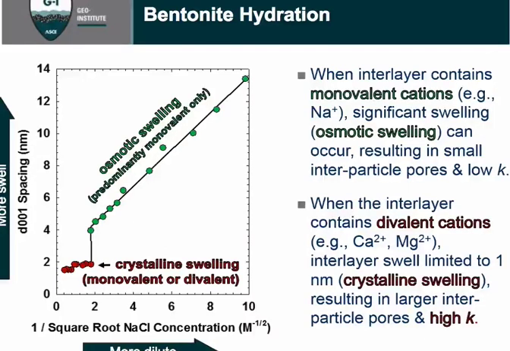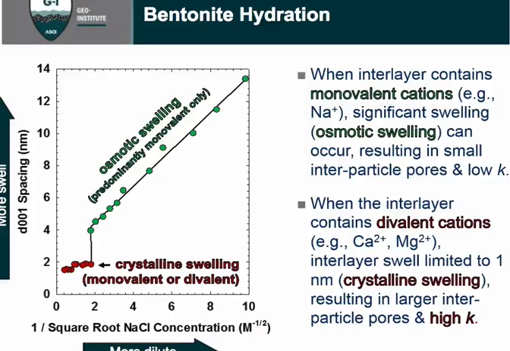The plot here is interlayer spacing between individual montmorillonite platelets, montmorillonite being the key mineral constituent in bentonite, versus the square root of concentration. As we move to the right, we're looking at more dilute solutions. As we move up, we're looking at more swell. So with dilute solutions, we have lots of swell, and with concentrated solutions, we have much less swell.